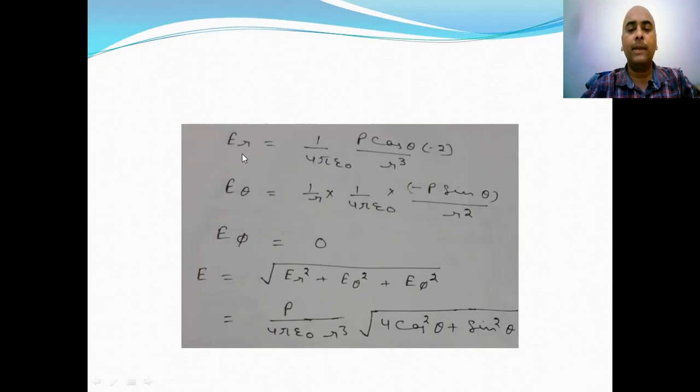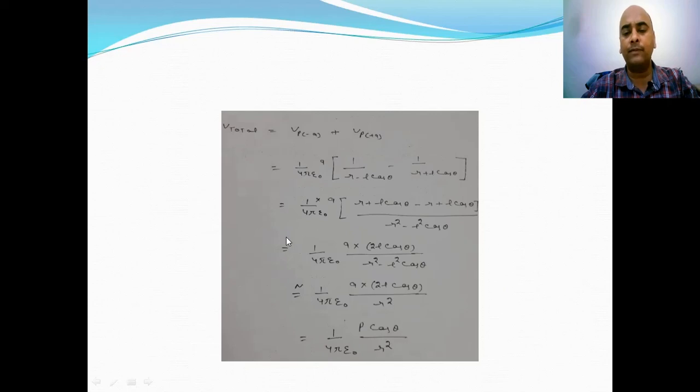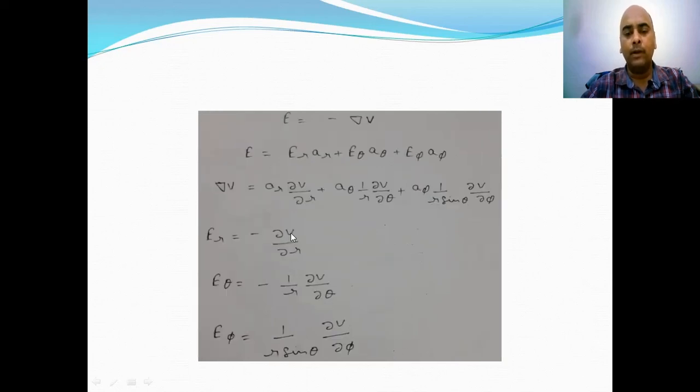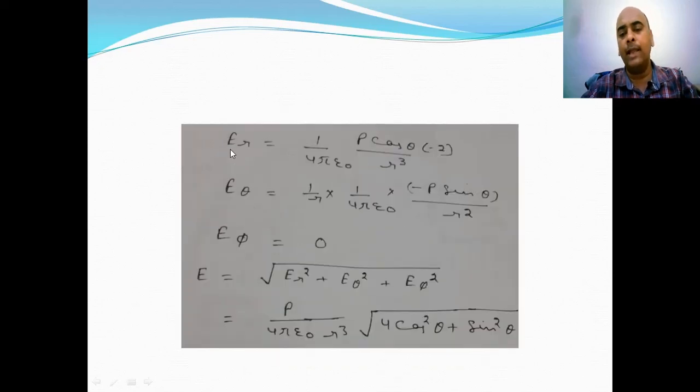So as we have the expression of E_r, which I have derived, E_r is 1 upon 4 pi epsilon naught times 2P cos theta by r cube. By using the expression we have just calculated, V is 1 upon 4 pi epsilon naught P cos theta by r square. So if we take the gradient of V, we obtain that E_r is 1 upon 4 pi epsilon naught 2P cos theta by r cube, and the E theta component is 1 upon 4 pi epsilon naught P sin theta by r cube.